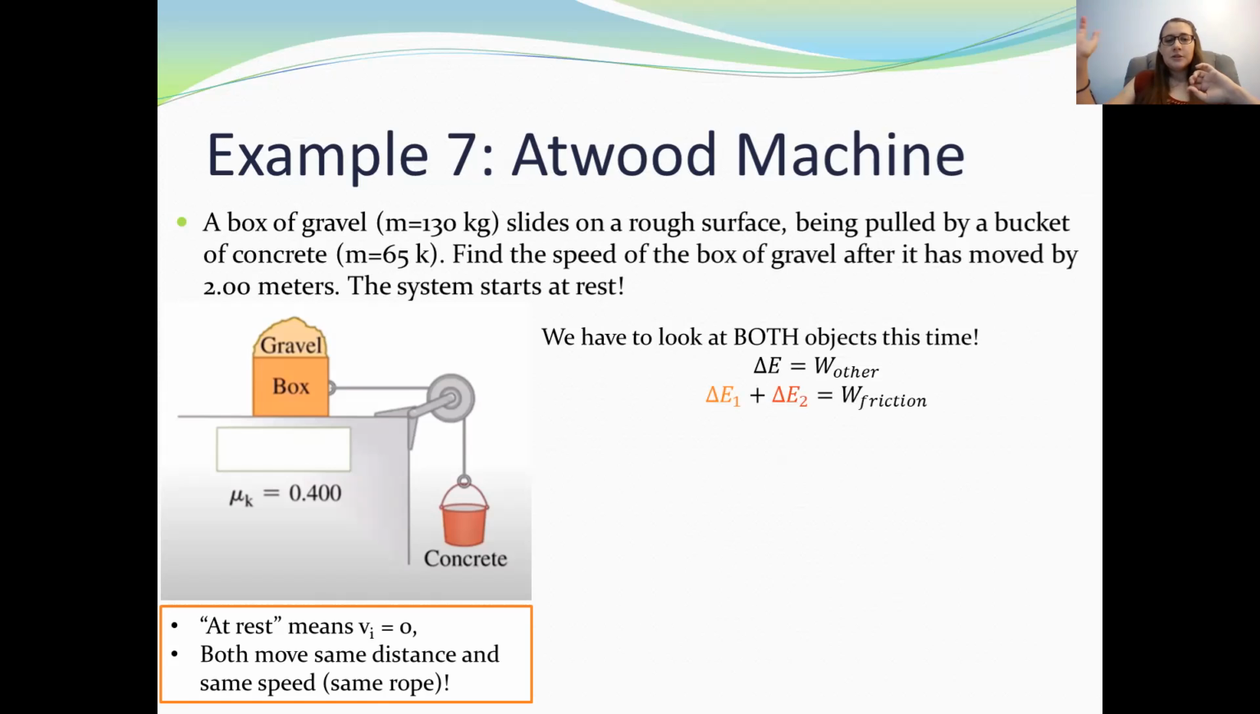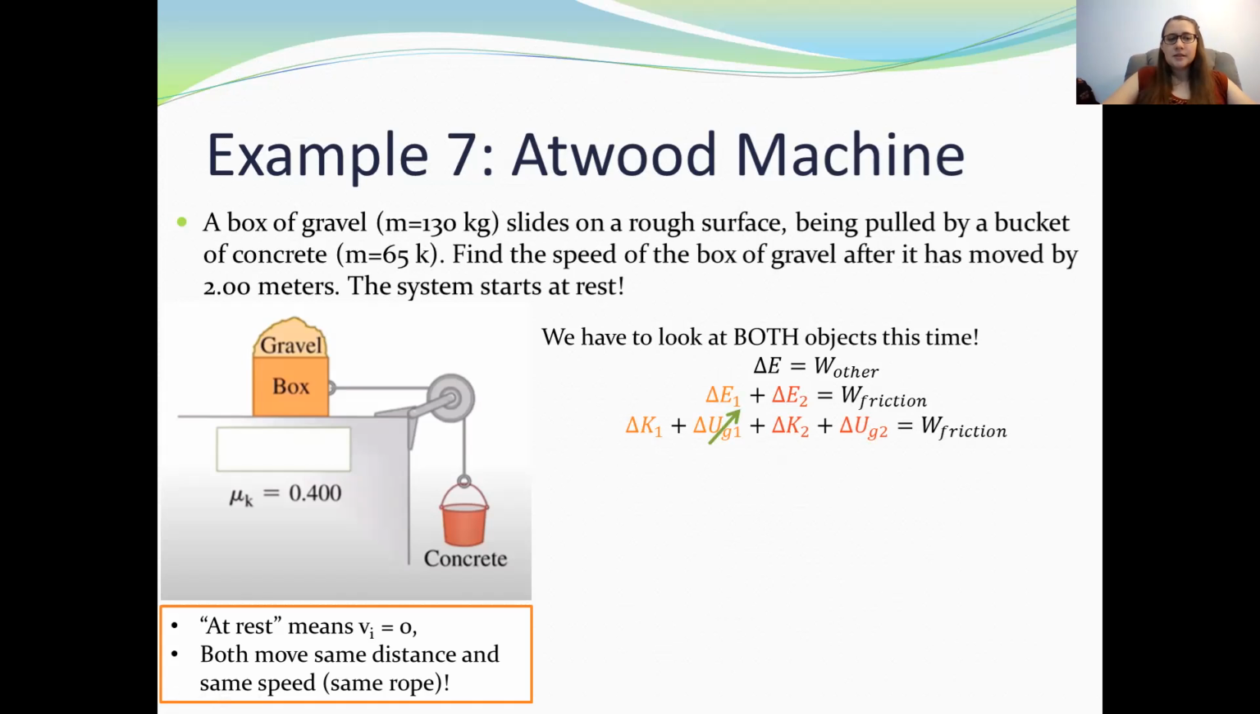Okay, so I tried to have everything in this problem separated by color. Hopefully that's not too confusing for you. Everything pertaining to this box of gravel is going to be in orange, and everything pertaining specifically to the bucket of concrete is going to be red. In general, we're going to be looking at the kinetic energy and the gravitational potential energy for both objects, because the sum of those two things equals our total energy.